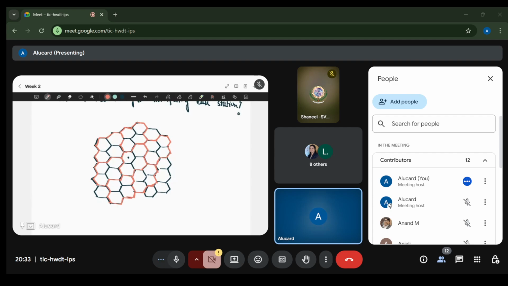Now, at the end of the day, you will end up with six clusters which are adjacent to any one particular cluster.